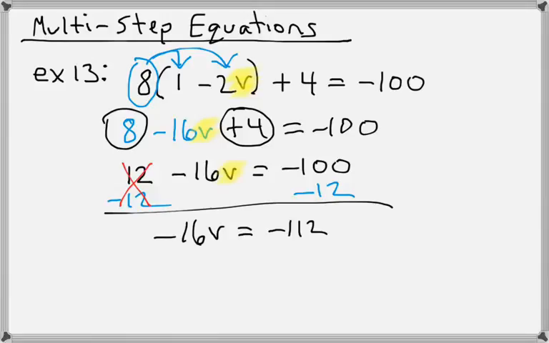Again, we're still trying to get our v by itself. Right now it's being multiplied by a negative 16. So to undo that, we're going to divide by a negative 16. Negative 16 divided by negative 16 gives us a 1, so we cancel those out, and we arrive at v equals a negative 112 divided by a negative 16, which gives us a positive 7.